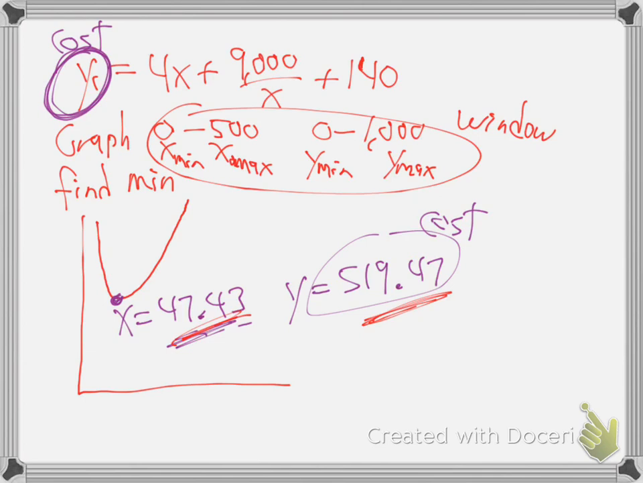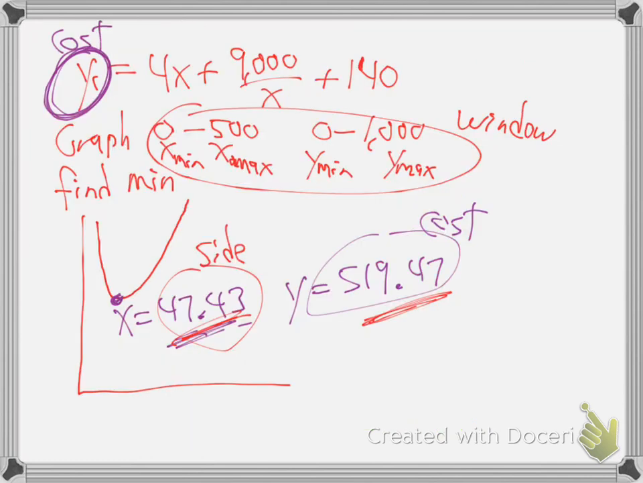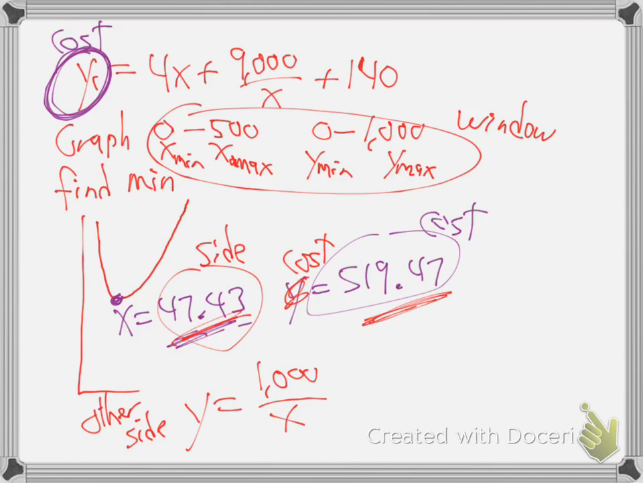So this is the x. How do you find the y? If you wanted to, they will ask you for the two sides. So this is the one side x. To find the other side, we had y right here. Y is 1,000 over x. So you go back and go, okay, to find y, the y being the other side, this y is cost. The y, the other side y is 1,000 over x. So it's 1,000 over the 47.43, whatever that is. I got to move on.